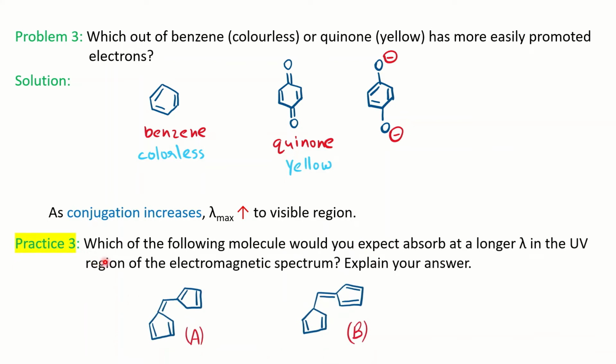This is again a practice problem. You have to solve it. Which of the following molecules would you expect to absorb at a longer wavelength in the UV region of the electromagnetic spectrum? Answer. We have to observe the molecule very closely and see which molecule will absorb at a higher lambda max value. Since both have double bonds only, they are talking about pi to pi star transition, and we know pi to pi star transition, what are the factors involved here?